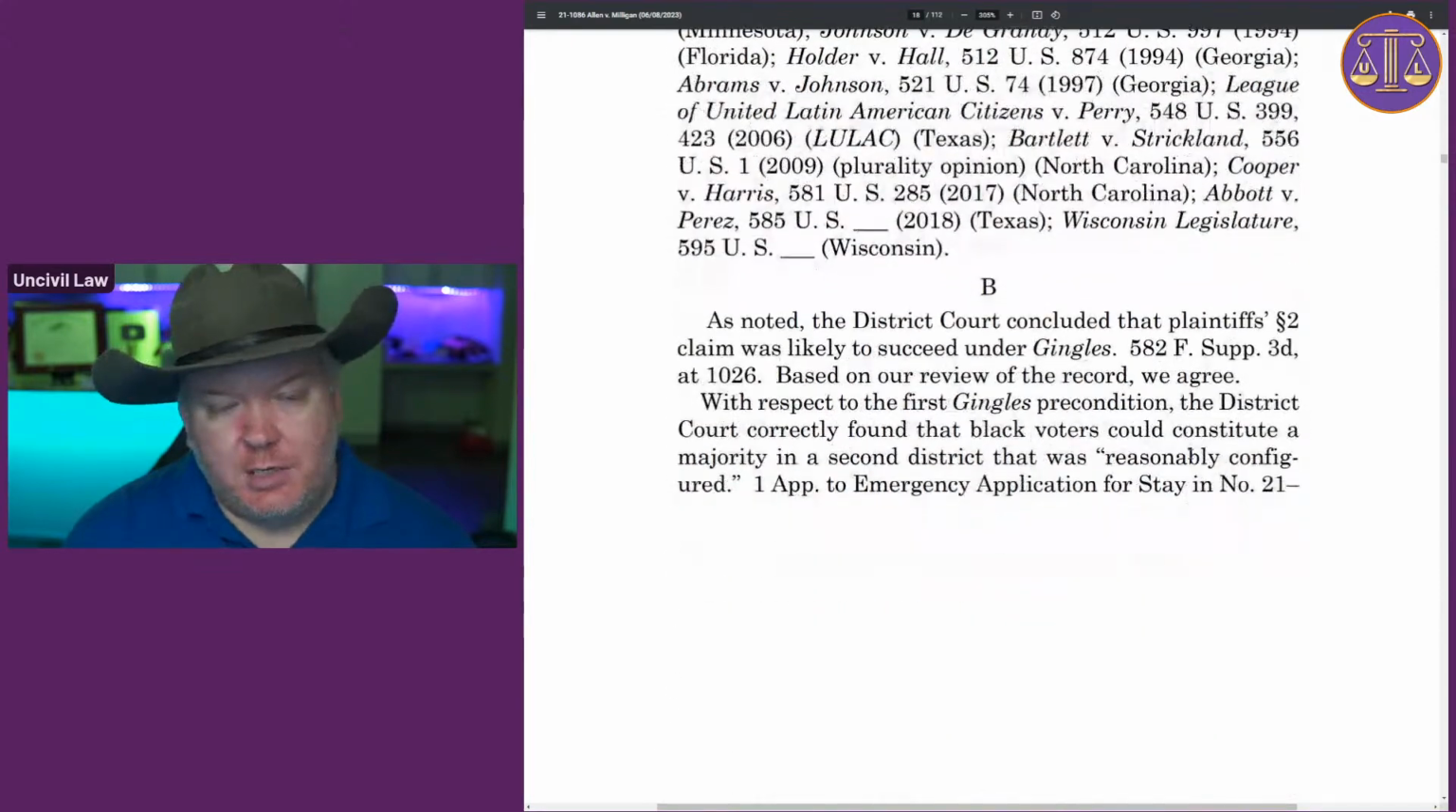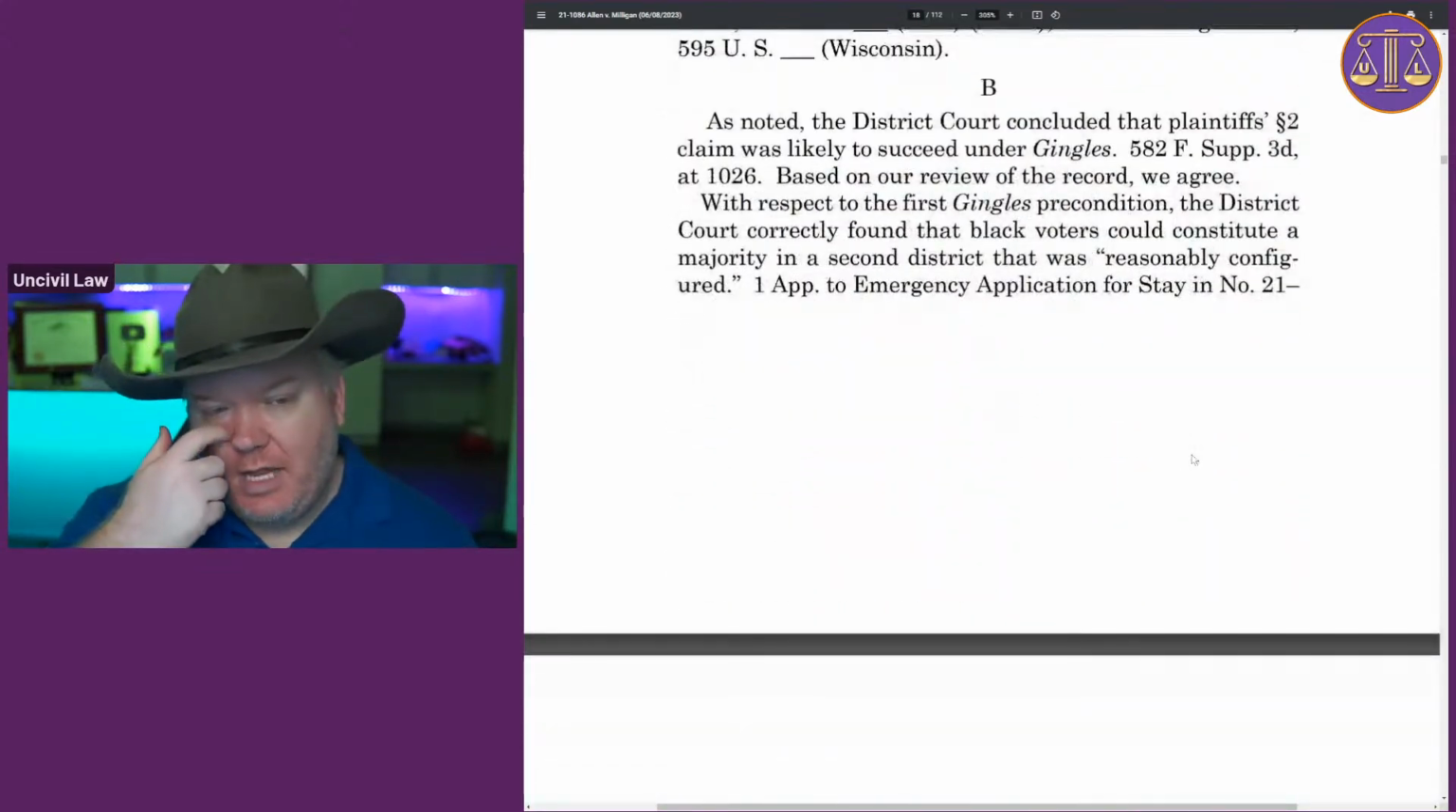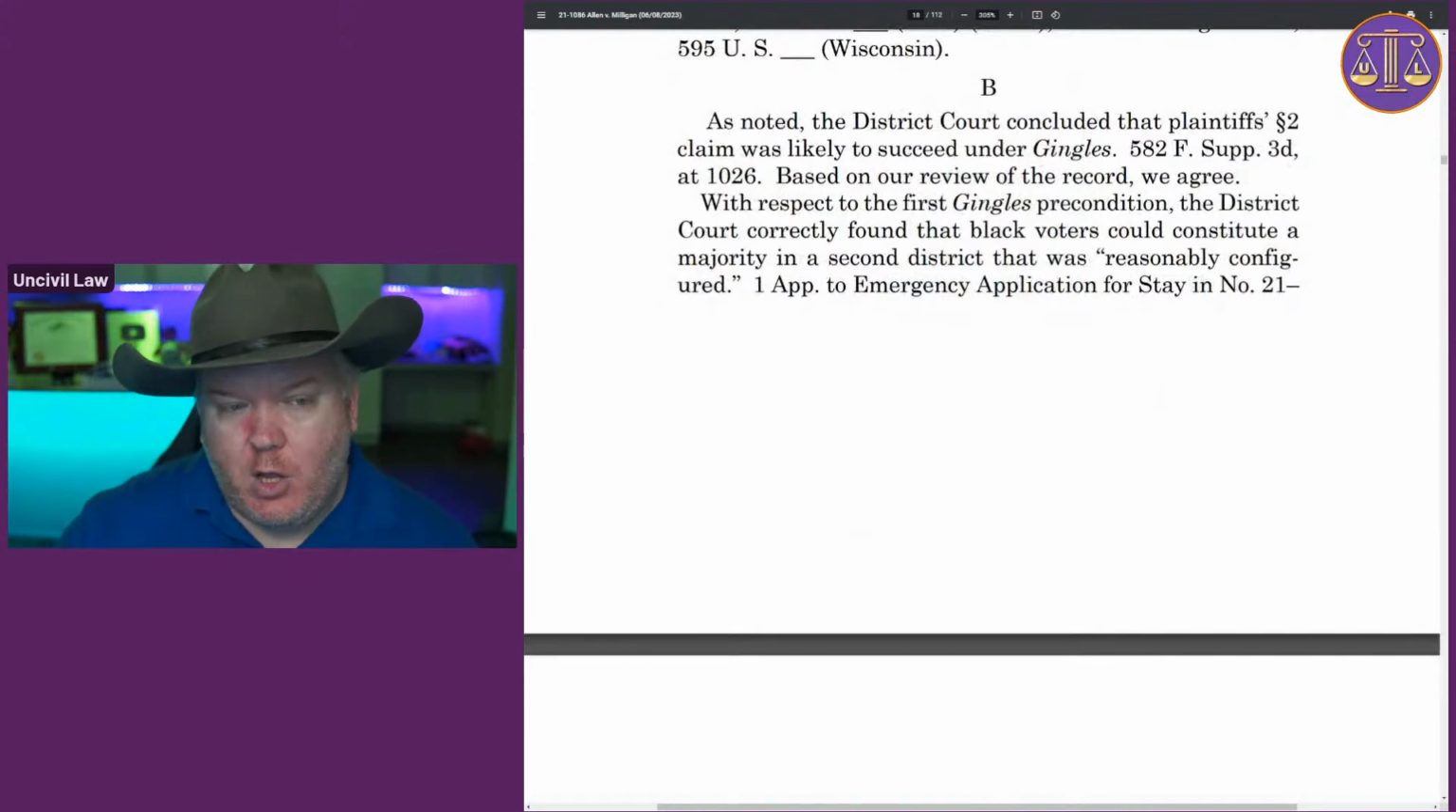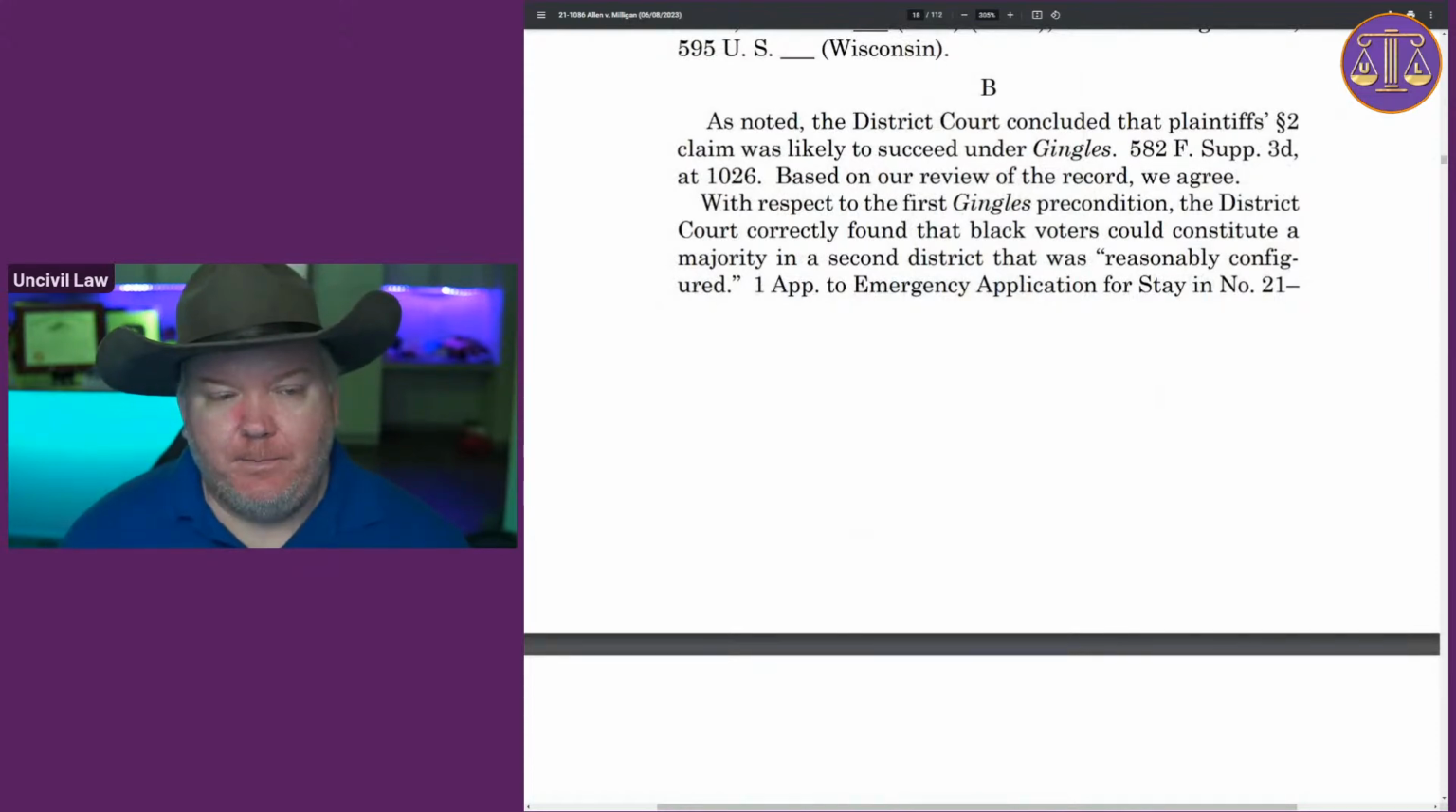As noted, the district court concluded the plaintiff's claim was likely to succeed under the relevant law. Based on a review, we agree. With respect to the first precondition, the district court correctly found that black voters could constitute a majority in a second district that would be reasonably configured.